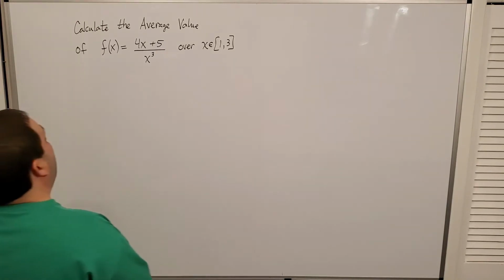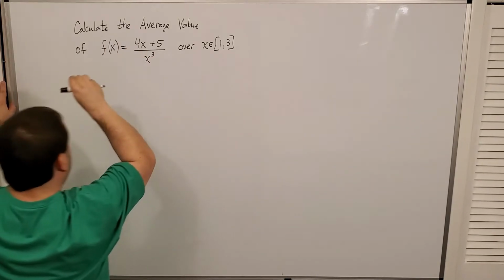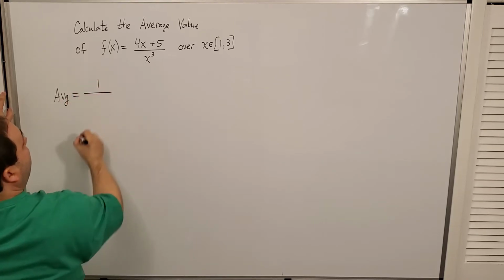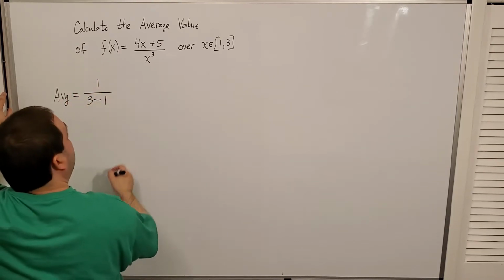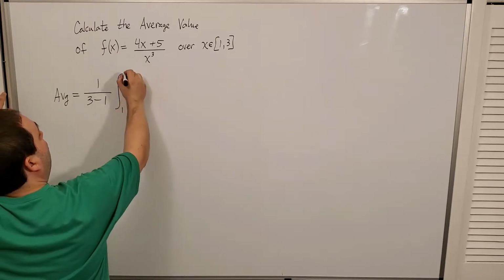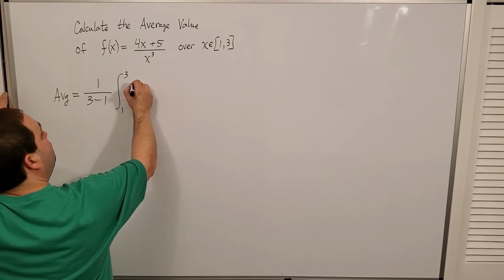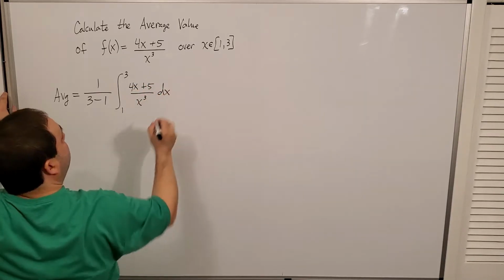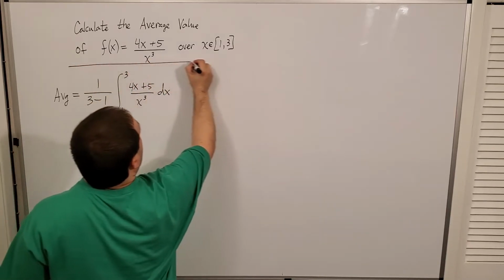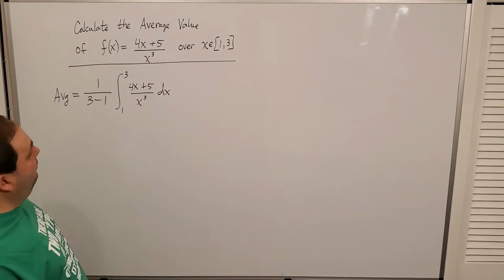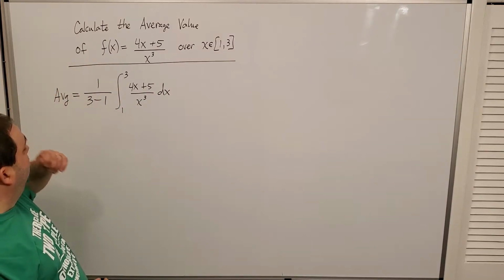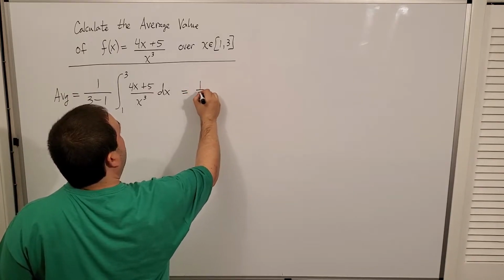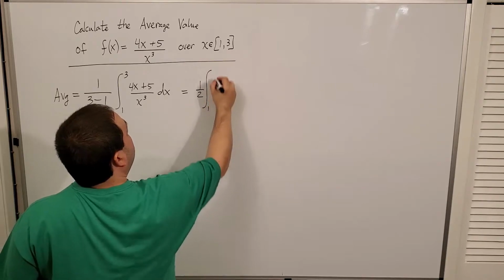So let's do that. If I'm going to average this function, then I'm going to have to compute average value is 1 over 3 minus 1 times the integral from 1 to 3 of our function, 4x plus 5 over x cubed dx. Right? So there's our calculation setup for the average value. Just following the formula is all I'm doing. 1 over 3 minus 1 is 1/2, of course. And then I've got the integral from 1 to 3.